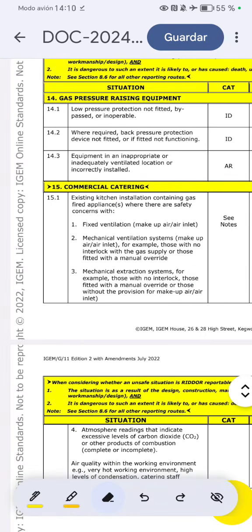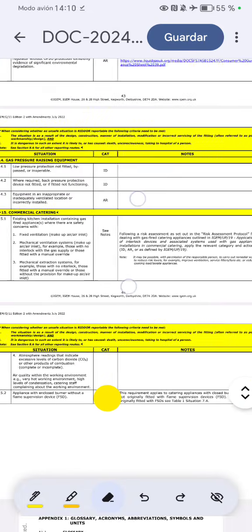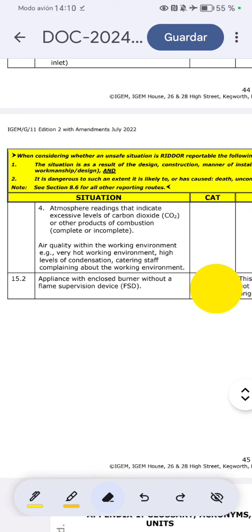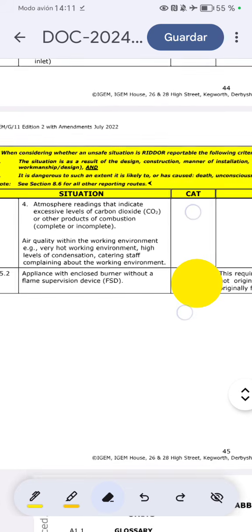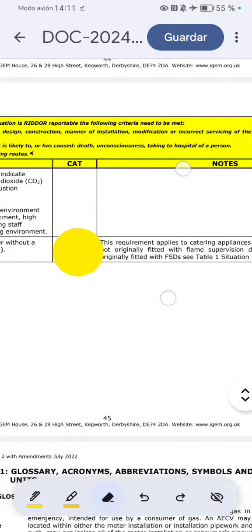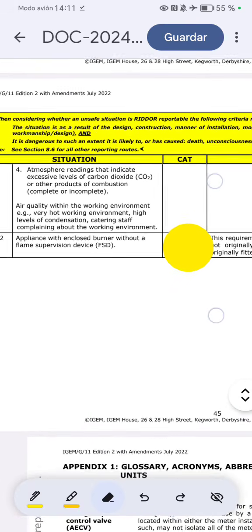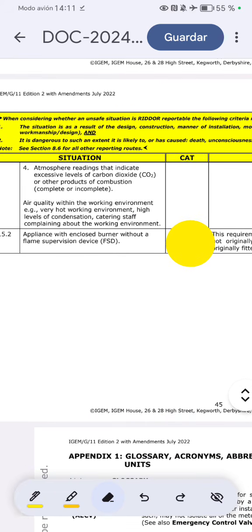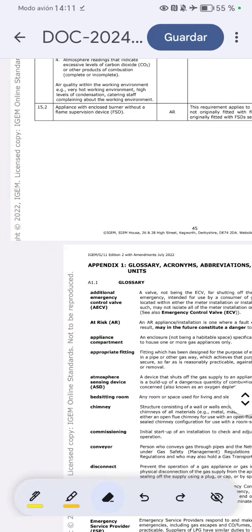All right, commercial catering. I do not have this. There's our notes on commercial catering. All right, atmosphere readings that indicate excessive levels of carbon dioxide, CO2, or other products of combustion, complete or incomplete. Air quality within the working environment, e.g. very hot working environment, high levels of condensation, catering staff complaining about the working environment. Oh, interesting. There's no category there. Okay. Appliance with enclosed burner without a flame supervision device. I'm going to say ID. It's at risk. Okay, I'm done.